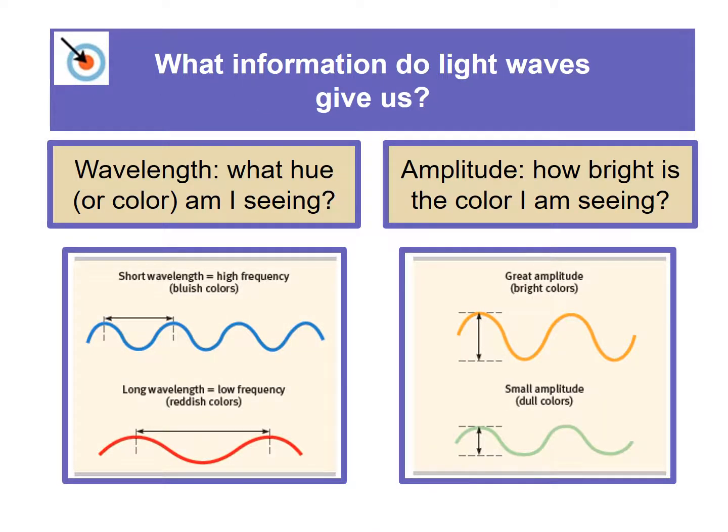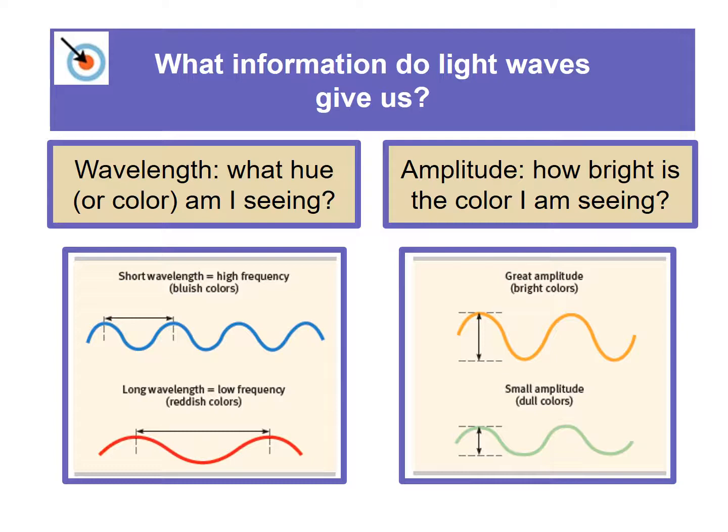So what information do light waves give us? Well, light waves give us wavelength and amplitude. Wavelength tells us what hue or color you're seeing, and amplitude tells you how bright the color is that you're seeing. Wavelength is how far apart the tops or the crests of the wave are. The amplitude is how tall the waves are. If you're taking a physics class, you're going to get into wavelength and amplitude in very much detail, and you're going to do lots of math with it. But for this course, we're just talking about how short or long they are.